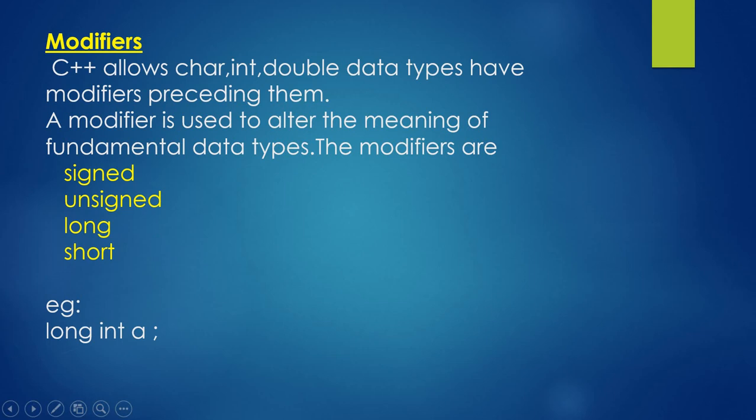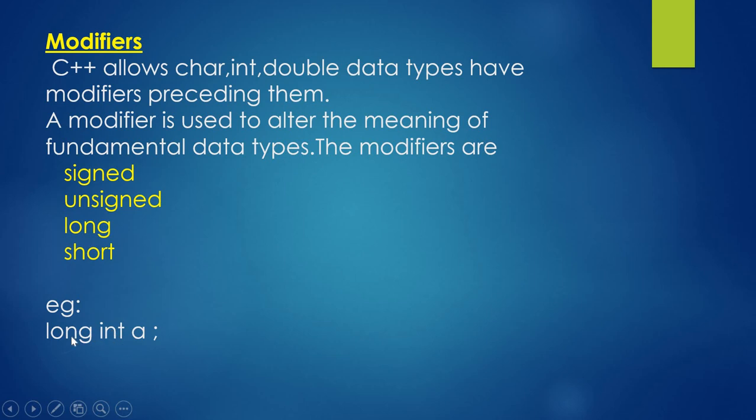For example, long int a. Here, which is the modifier? Long is the modifier. This modifier is preceding the fundamental data type. Preceding means before the data type. Int is the data type. Before that data type, we are using long as a modifier. Using this statement, we are changing the meaning of the data type int.